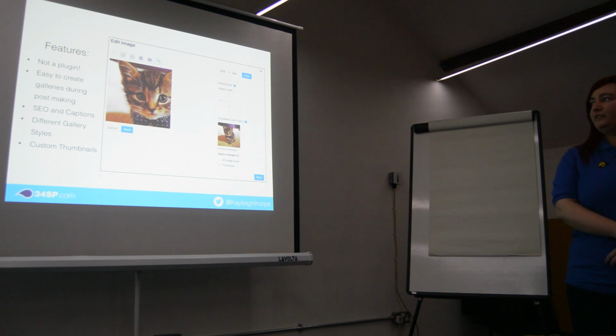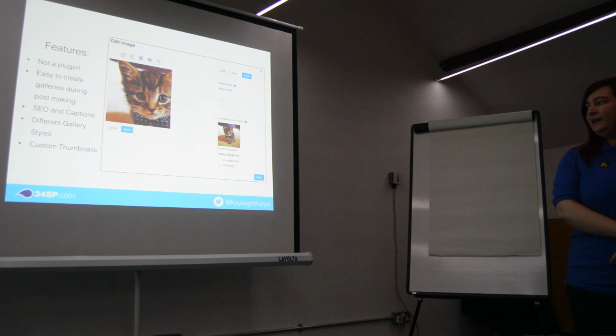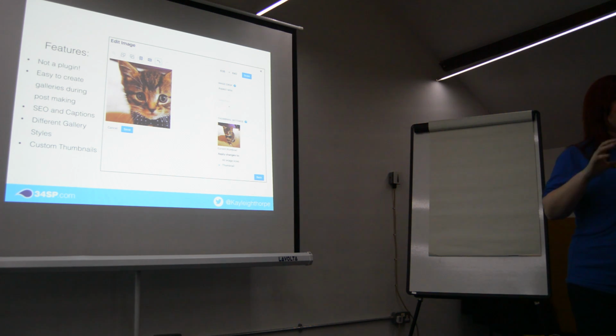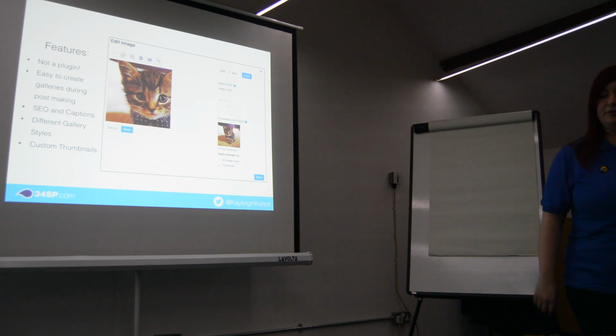Good features of the default WordPress install gallery. It's not a plugin, so there's no potential for funny code. It's all out of the box, quite nice. It's easy to create the galleries during post making, so when you're creating a post you can just create a gallery there on the fly. You can add your SEO in the boxes as you create it. It does have different gallery styles. It doesn't have loads, but there are things that you can do to get around that. And you can create your custom thumbnails, so none of your thumbnails will look too weird if you go through and do them all.